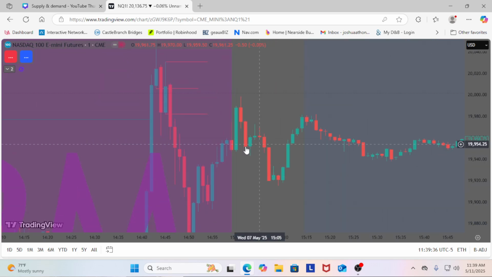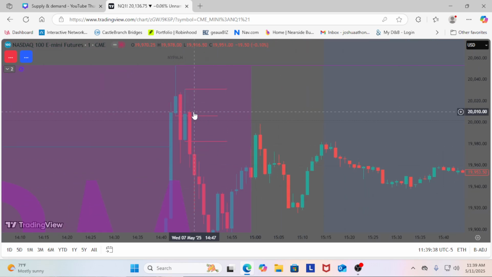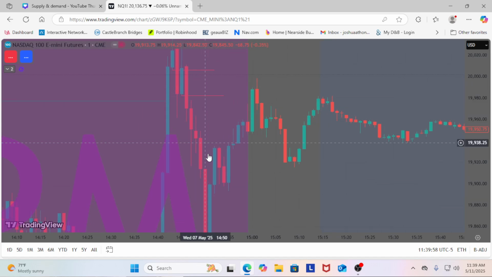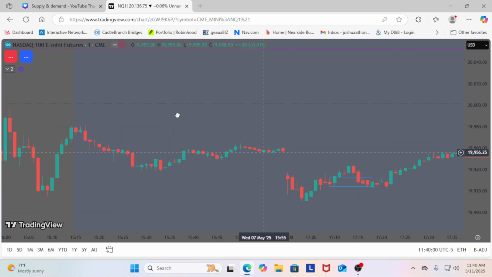20 points. Here are some supplies that got printed. Same thing. Supply prints. We had one here and we have one here. And 20 points. Let's say if we got in right here at 993. We're going to go down to 983. That's 10 points. And then 973. Here's my 20 points. Of course, trail it. Make all that money as well, guys.